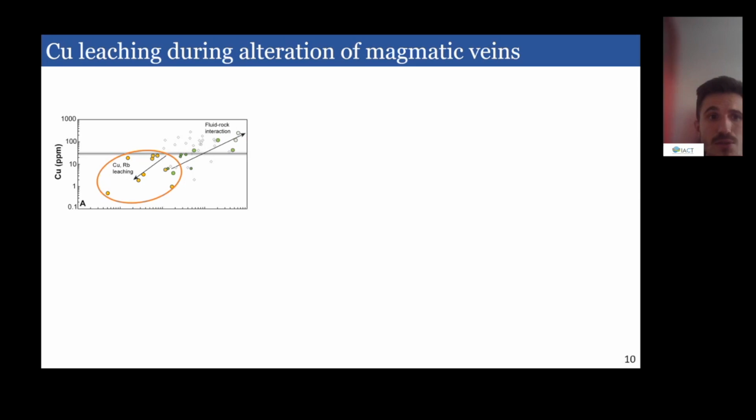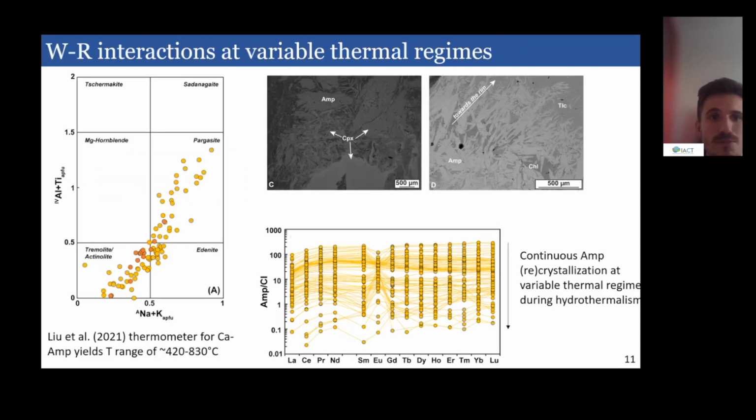If we look now at the mechanism responsible for copper leaching in the mantle rocks cut by former magmatic veins, we looked first at the hydrothermal conditions during this leaching, and so we performed some geochemical measurements on newly formed phases during hydrothermal alteration. A very good target is amphibole, because amphibole is ubiquitous in these magmatic veins. And so we have several lines of evidence that point to water-rock interactions that occurred at variable thermal regimes.